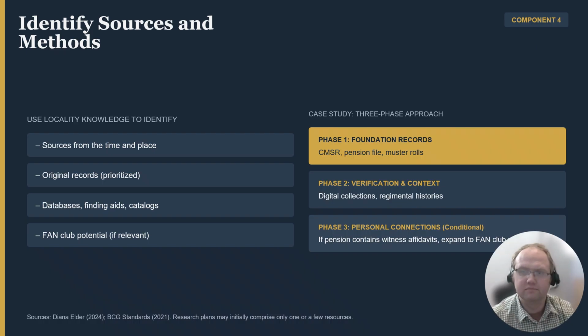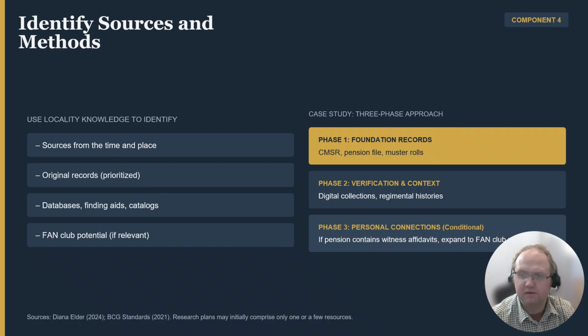So, identifying sources and methods. Locality knowledge pays dividends. Don't just list random record types; identify special sources relevant to your objective's time, place, and question. For my Civil War research, there was a 3-phase approach. Phase 1, foundational records: the compiled military service records, pension file, and muster rolls. Phase 2 was verification and context. I utilized the Illinois State Archives collections, regimental histories, and their specialized databases.